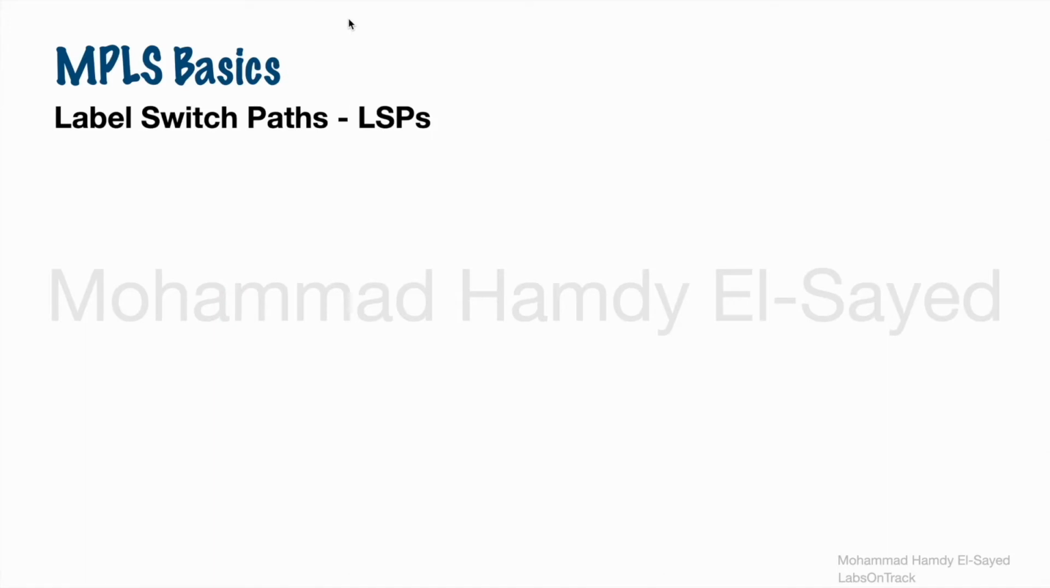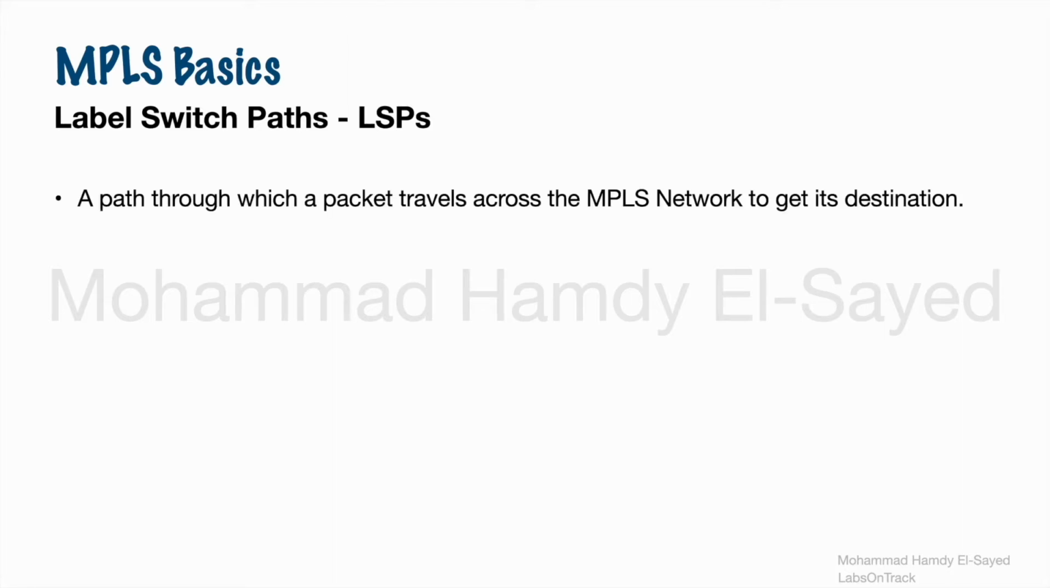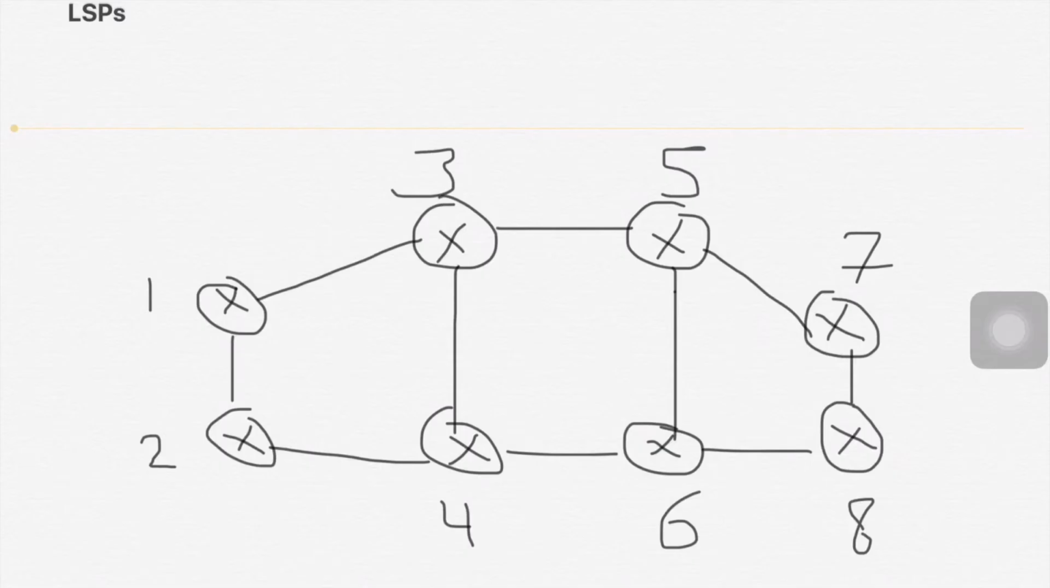Label switch paths, or LSPs. In this slide, we are going to introduce more information about label switch paths. A label switch path is a path through which a packet travels across the MPLS network to get to its destination. This is the network diagram that can explain the LSPs.